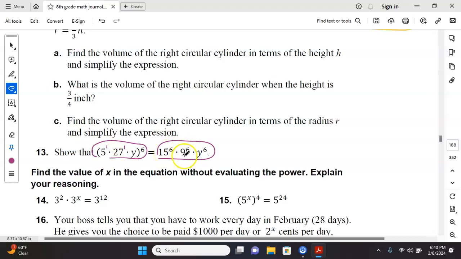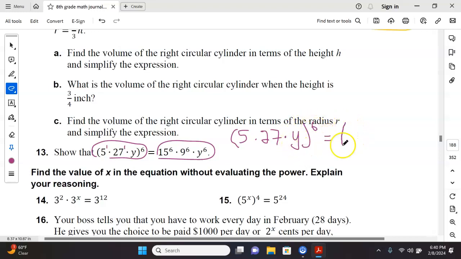And where does 9 come from? Well, 3 times 3 is 9. 9 times 3 is 27. So somewhere in here, we broke down the 27. Okay? So let me show you what I meant by that. You have 5 times 27 times y to the 6th power.